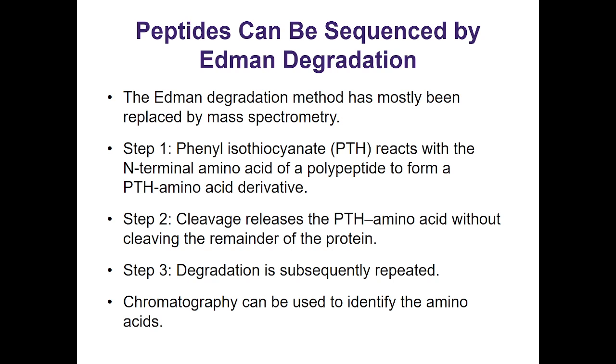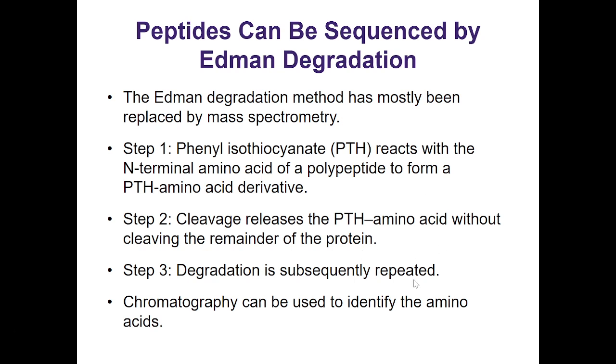Step 1 is you're going to take phenyl isothiocyanate, PTH. This is going to react with the N-terminal amino acid of a polypeptide that will form the PTH amino acid derivative. Step 2 is going to be the cleavage. This is going to release the PTH amino acid without cleaving the remaining protein. Basically, you attach this, cleave off the amino acid. Okay?